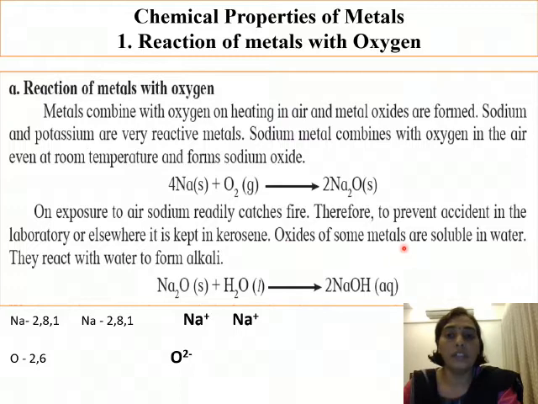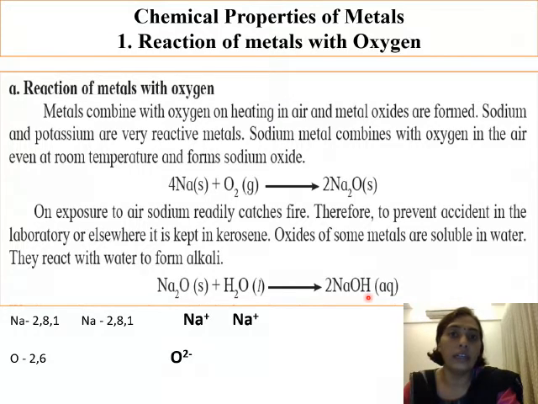Oxides of some metals are soluble in water. They react with water to form alkali. So this is one example of a metal oxide which is soluble in water, and it gives rise to sodium hydroxide, which is called an alkali.